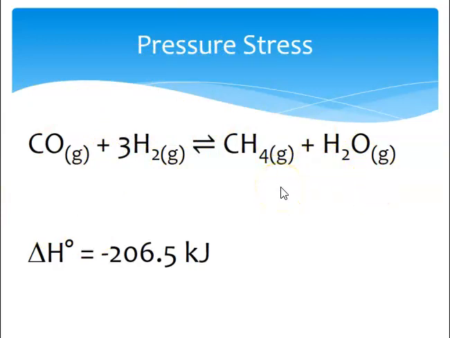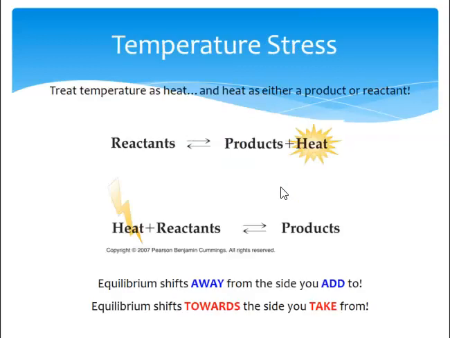All right, let's talk about temperature, the temperature stress. Temperature, heat. Heat's produced or absorbed. How do you know if a reaction absorbs or releases heat? It's the sign of delta H. Negative delta H means it's exothermic. That means it produces heat. If the delta H is positive, that means heat goes into your system. So we can put heat into the equation just like it was a reactant or a product.